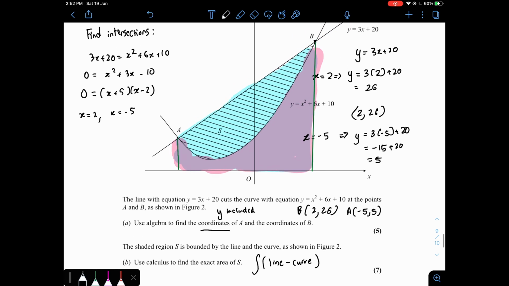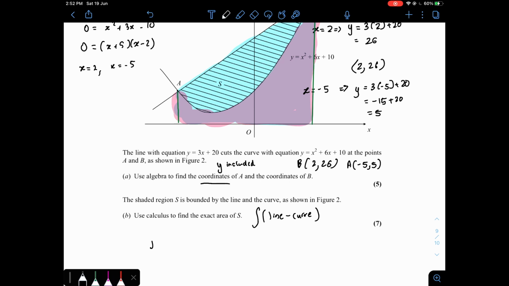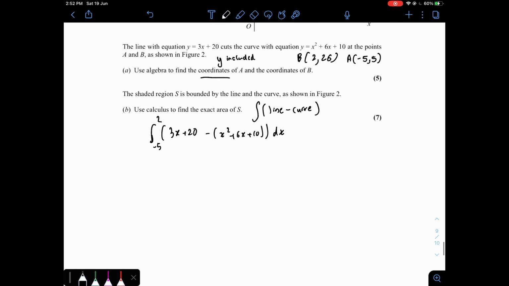So the line is 3x plus 20. The limits are the x limits, so that will be minus 5 and 2. So the line is 3x plus 20, take away x squared plus 6x plus 10, dx. Let's simplify this: from minus 5 to 2, 3x is minus x squared, 20 take away 10 will be 10. So 3x minus 6x will be minus 3x, minus x squared, dx.